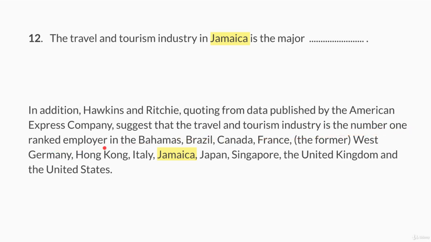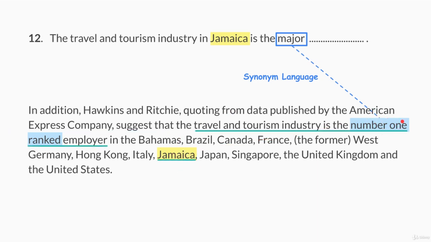All right, now here you'll notice that it says tourism industry is the #1 ranked employer. So the phrase #1 ranked is synonym language for major. So now that we have located our keyword and also our connecting word, now we know our matching sentence. This is our matching sentence. Remember, the matching sentence is the sentence in which you're going to find your answer.